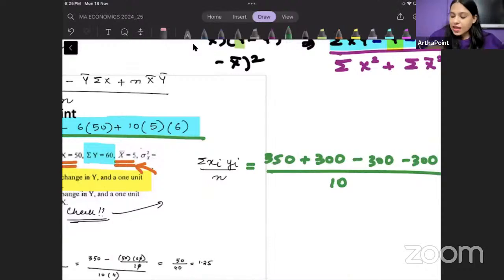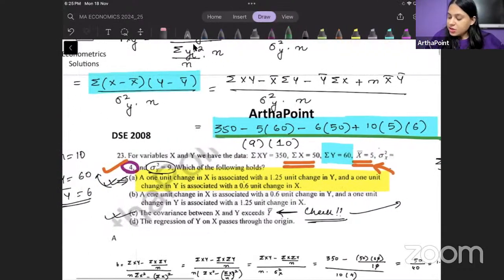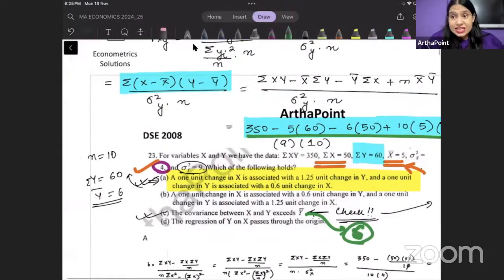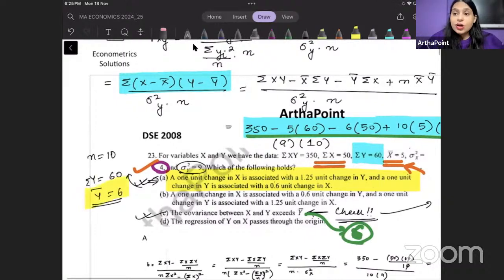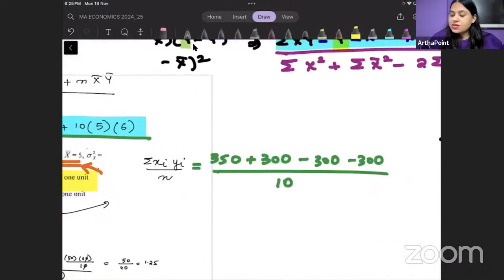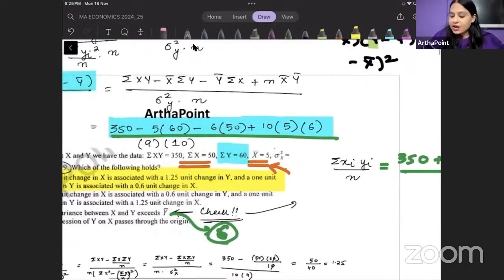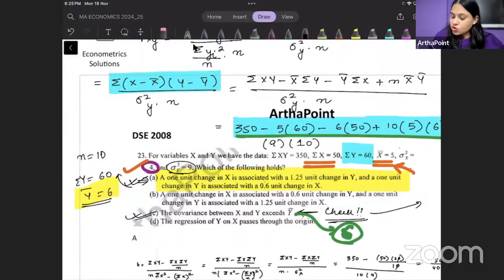Right? And what is the mean of y? The mean of y was 5. Sorry, 6. So mean of y is coming as 6. The covariance, if you solve this, is going to not exceed 6, isn't it? So it means that we are going to go ahead and say that this option is incorrect. Option C is incorrect.